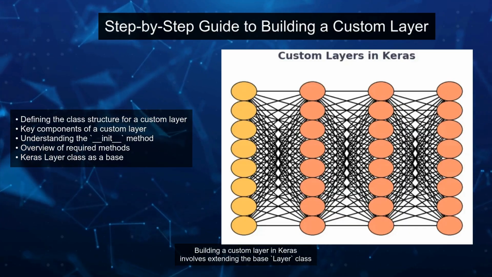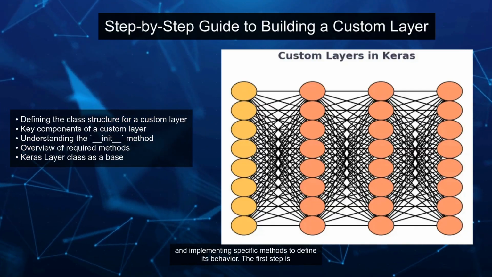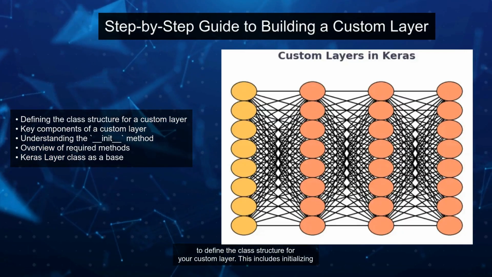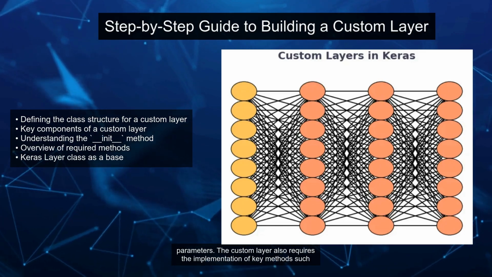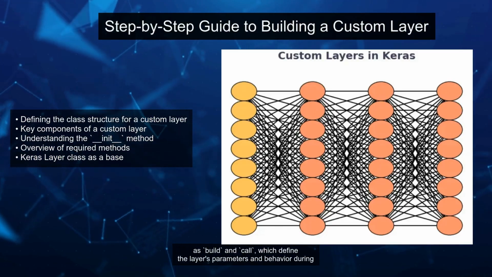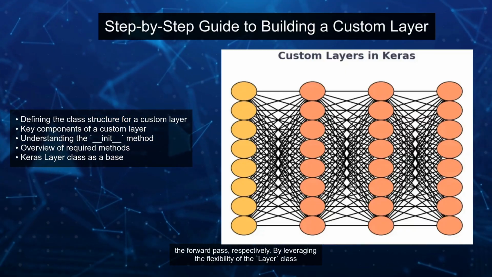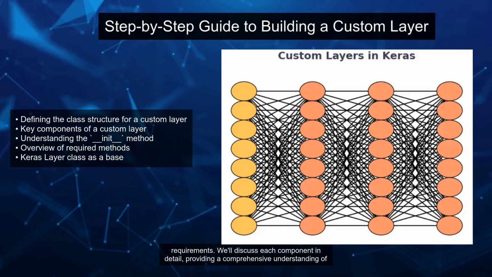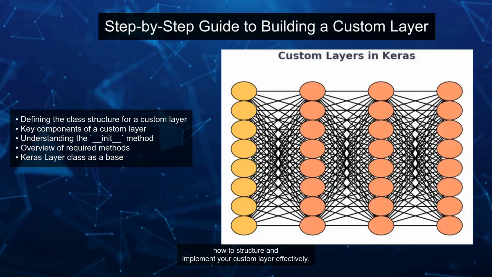By the end of this lesson, you'll be equipped to recognize when and how to implement custom layers in your projects. Building a custom layer in Keras involves extending the base layer class and implementing specific methods to define its behavior. The first step is to define the class structure for your custom layer. This includes initializing the class by defining the __init__ method to set up any initial parameters. The custom layer also requires the implementation of key methods such as build and call, which define the layer's parameters and behavior during the forward pass, respectively. By leveraging the flexibility of the layer class as a base, you can create layers tailored to your specific model requirements. We'll discuss each component in detail, providing a comprehensive understanding of how to structure and implement your custom layer effectively.